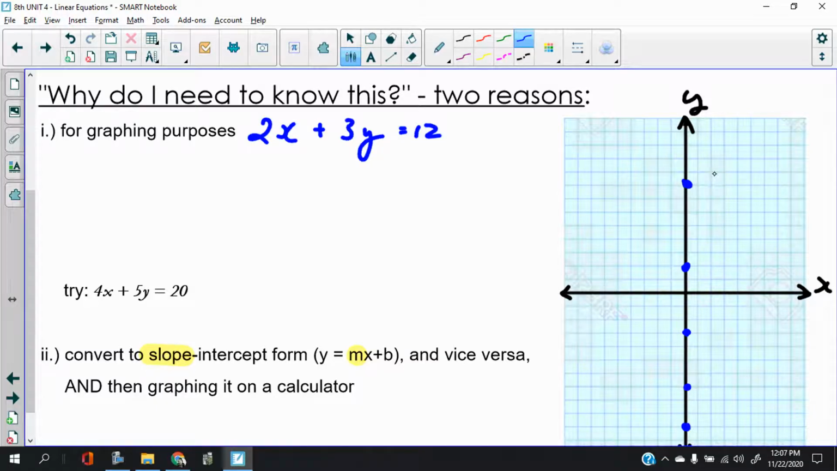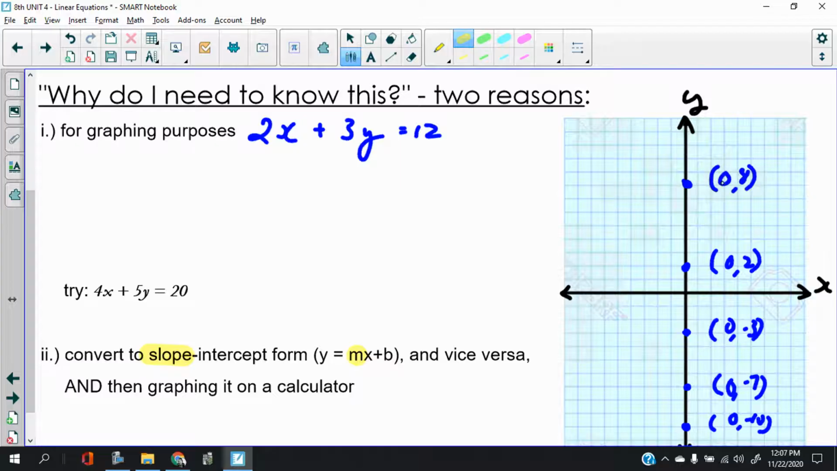Have you noticed between all these points what they have in common? Yeah, the x is always 0, right? This is 0, 1, 2, 3, 4, 5, 6, 7, 8. So this is 0, 8. This is 0, 2. This is 0, negative 3. This is 0, 1, 2, 3, 4, 5, 6, 7. This is 0, negative 7. And this is 0, negative 10. That in between all of these guys, the x is always 0.